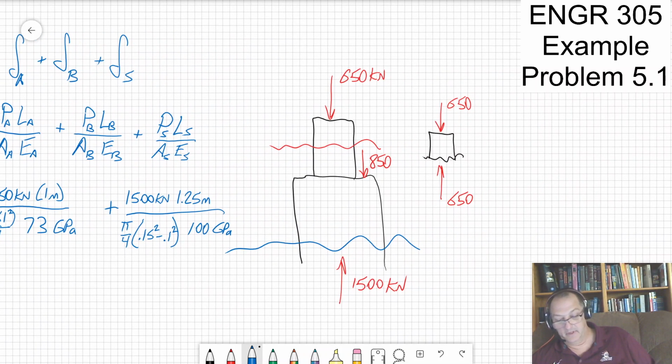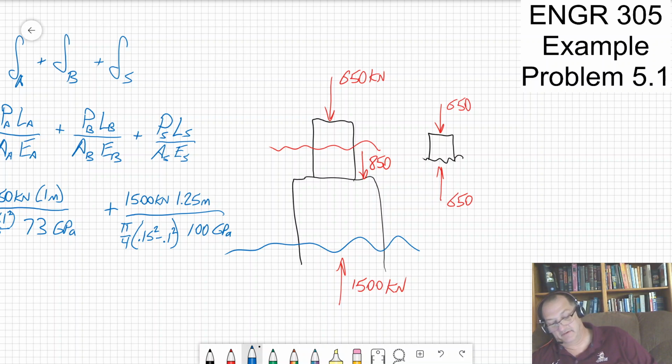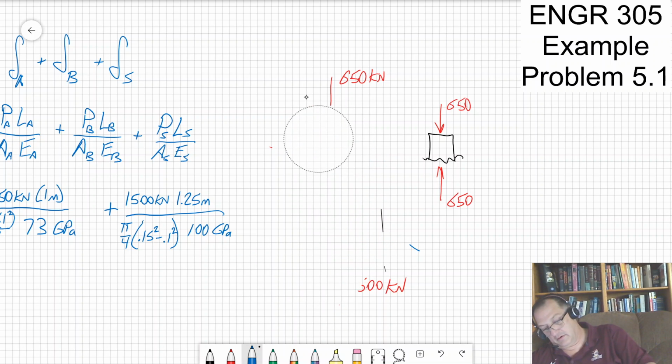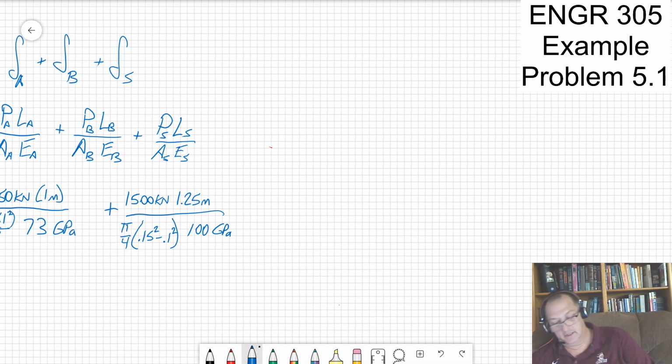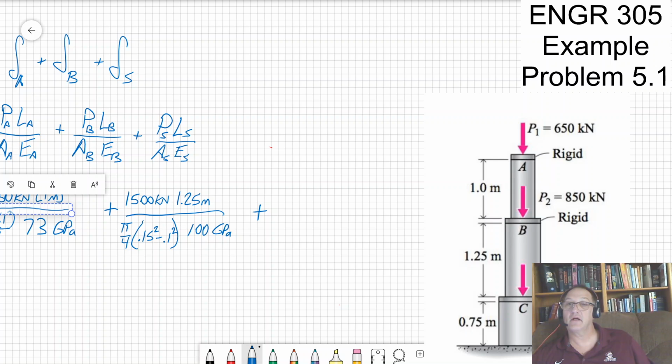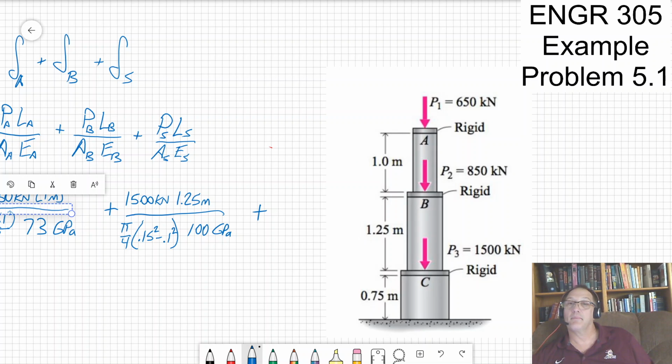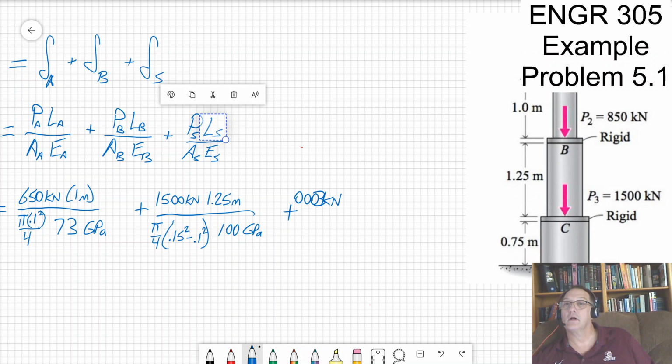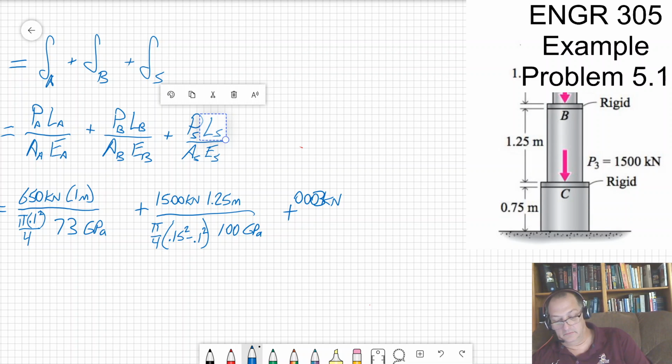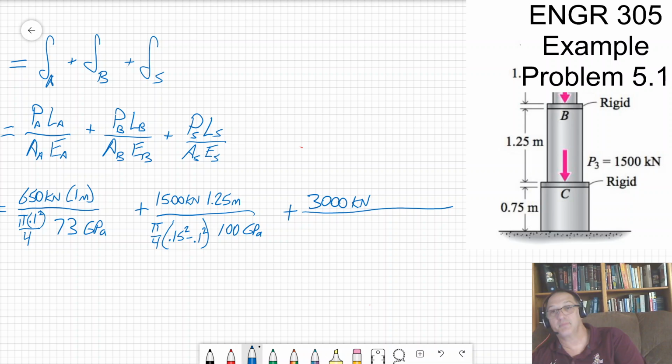And then I have one more term to do. Let's erase this because I haven't been keeping this anyway. Plus the load in the steel. Let's take a look at the figure again. Plus another 1,500, so that's going to be plus 3,000 kilonewtons. Somehow my 3 moved. 3,000 kilonewtons times my length, which is 0.75 meters, times the area.